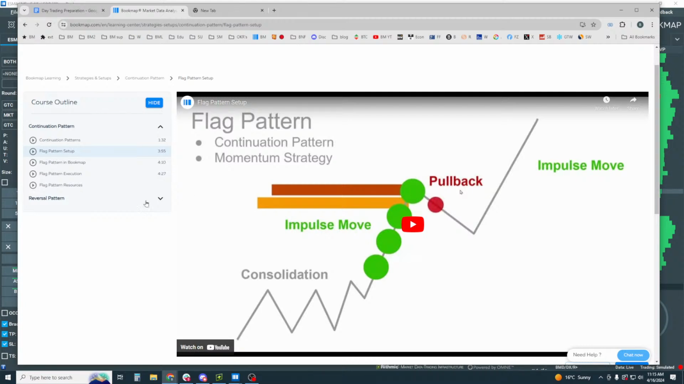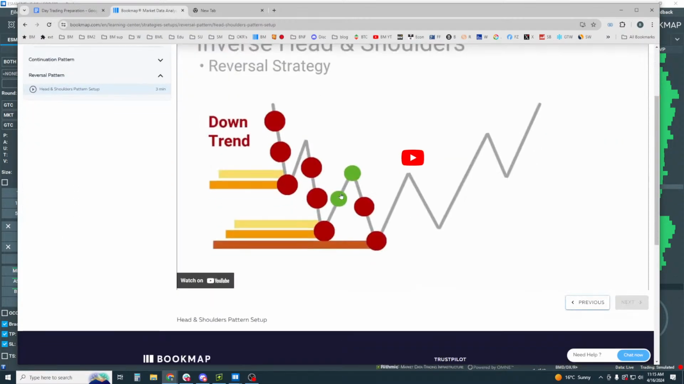And it is just heartwarming to see a reversal pattern. Your reversal pattern is awesome.